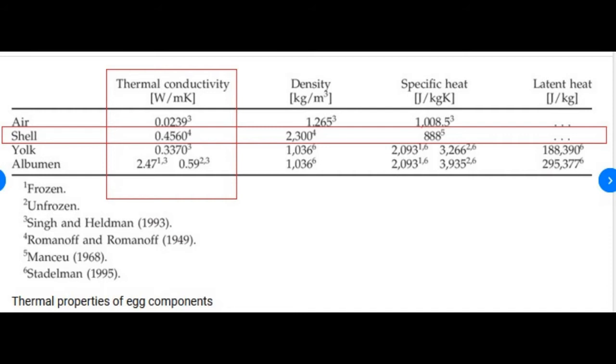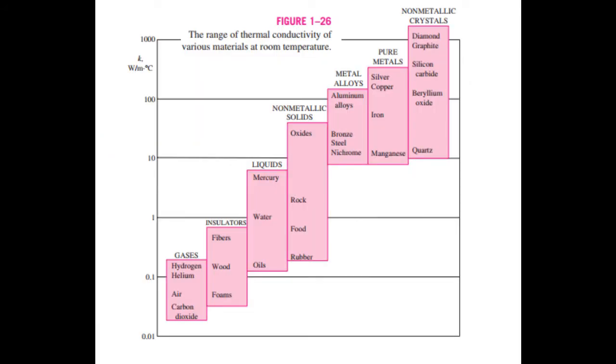The low value of thermal conductivity implies that the eggshell has reasonably high resistance to heat flow, or we can say that the shell allows a low rate of heat transfer through it. The thermal conductivity at room temperature for various materials is shown in the clip, and according to the chart, the thermal conductivity of eggshell is in the range of that of an insulator material.